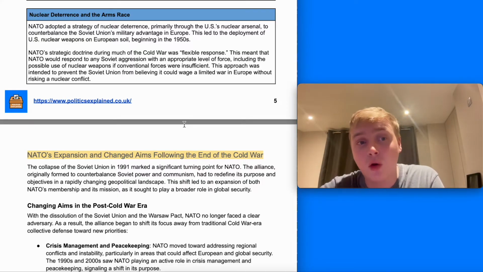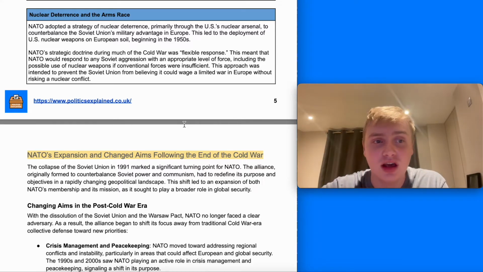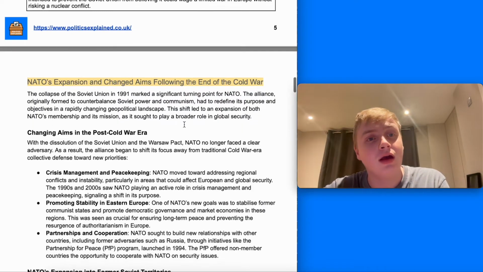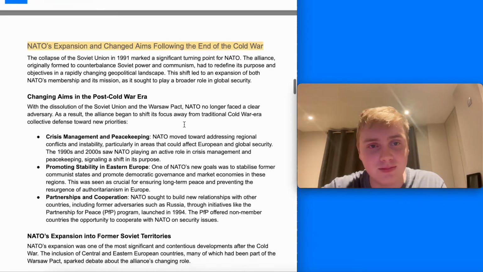And this led to the deployment of US nuclear weapons on European soil beginning in the 1950s. And its strategic doctrine during much of the Cold War was flexible response. This means that it would respond to any Soviet aggression with an appropriate level of force, including the possible use of nuclear weapons if conventional forces were insufficient. And this was really intended to prevent the Soviet Union from believing it could wage a limited war in Europe without risking a nuclear conflict.